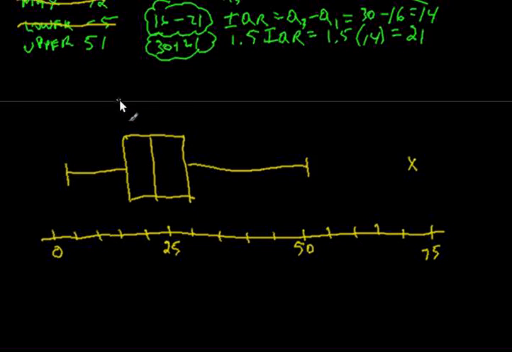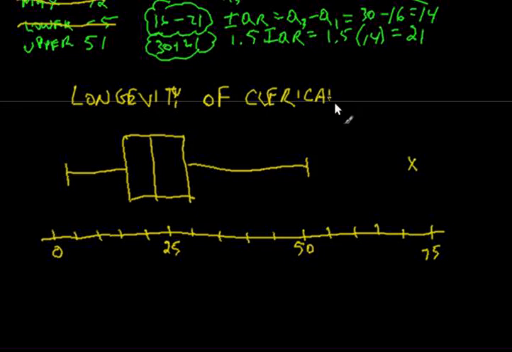The only thing missing from the box plot now are our nice labels. Remember, we were talking about how long clerical staff were in their current positions in months. So I'm going to title this Longevity of Clerical Staff, and the axis is in months.